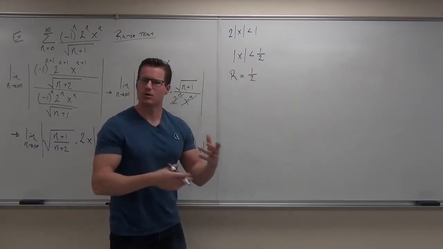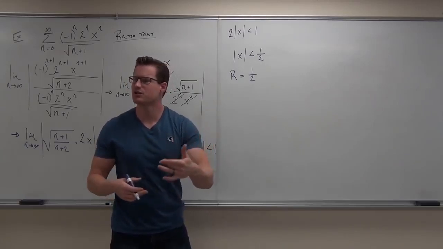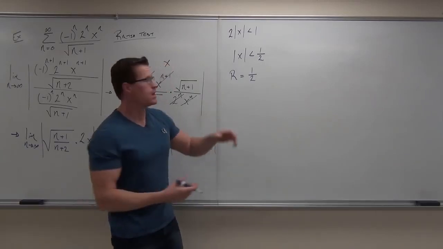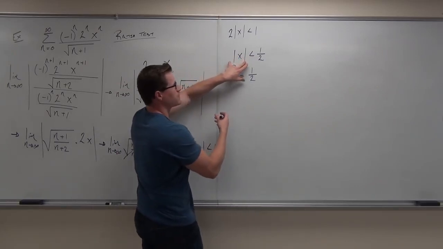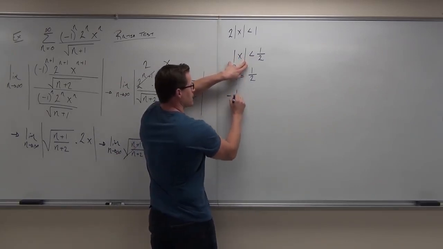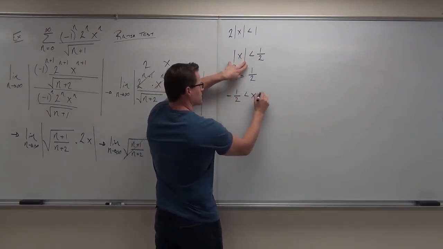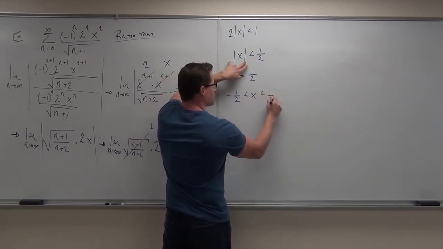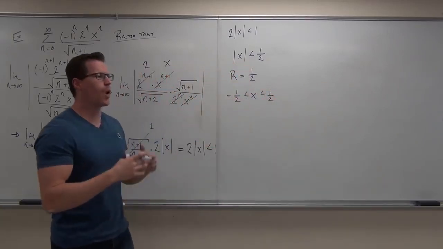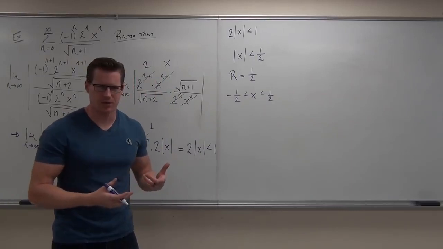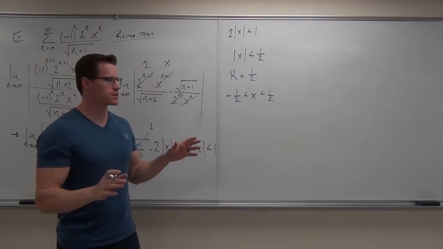Now, we keep going a little bit. We write out the definition of what an absolute value inequality is. Absolute value inequality says if you have the absolute value of x less than 1/2, that means that negative 1/2 is less than x is less than 1/2. And we're almost done. Are you guys okay with that one? Almost done. What do we do next?